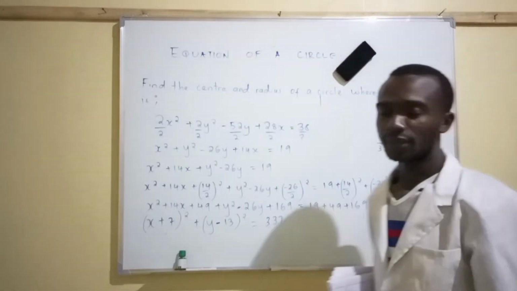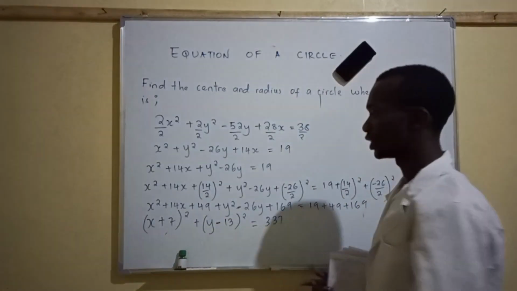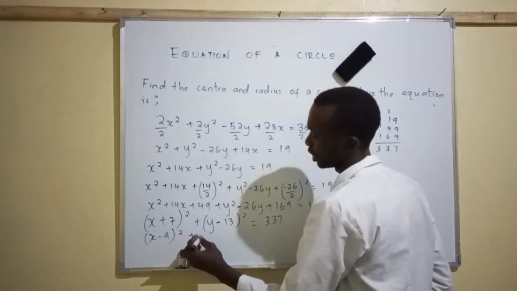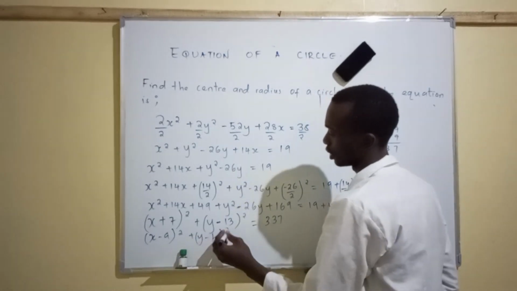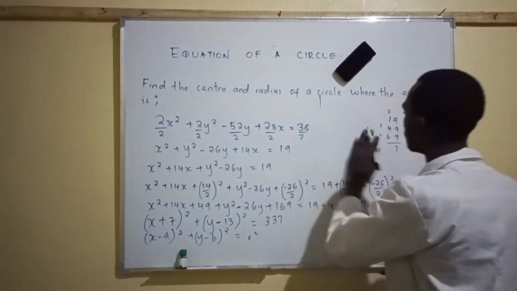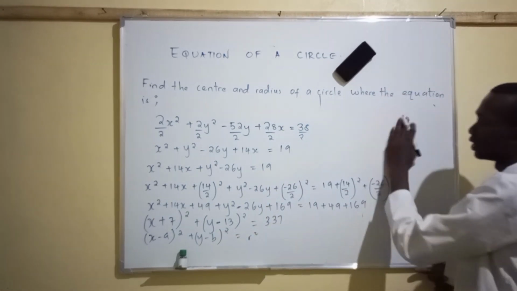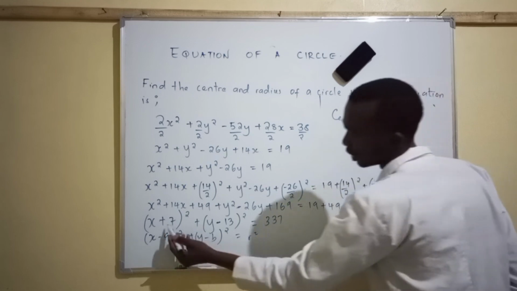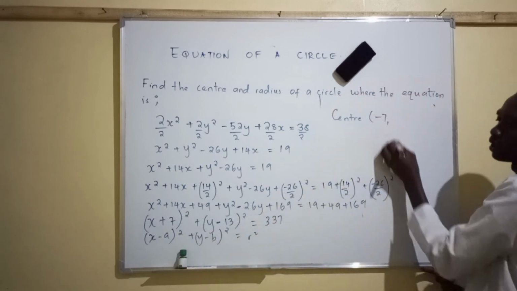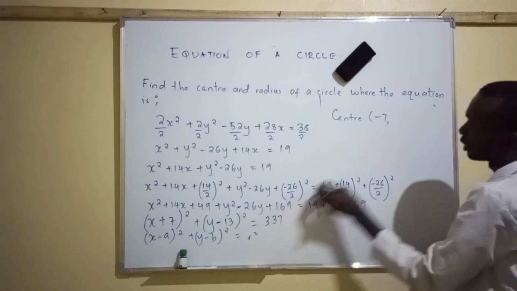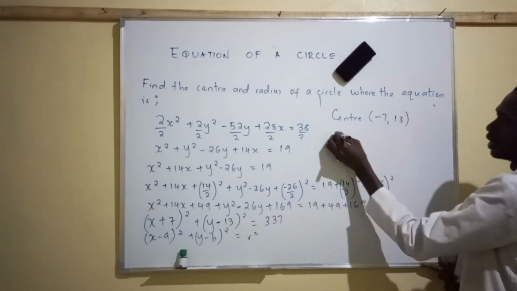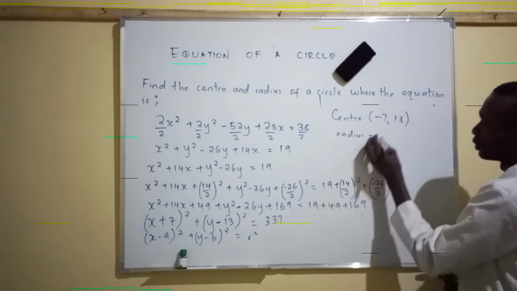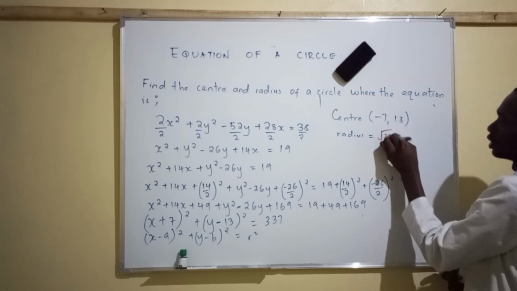Now the equation has been written in the form of (x - a)² + (y - b)² = r². So now again we change the sign. If the sign is negative, we change to positive. So the center of the circle is at the point (-7, 13), and -13 becomes 13. And the radius is root 237 units.